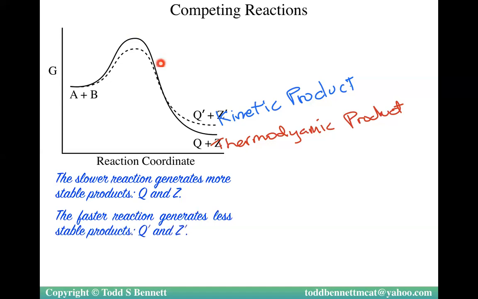So the slower reaction generates Q and Z. The faster reaction generates Q prime and Z prime. So you get these Q prime and Z prime quickly, but over time, you start seeing more and more Q and Z and less Q prime and Z prime.